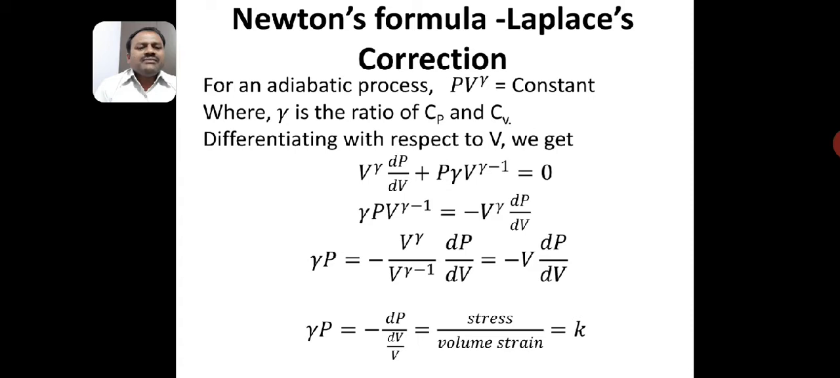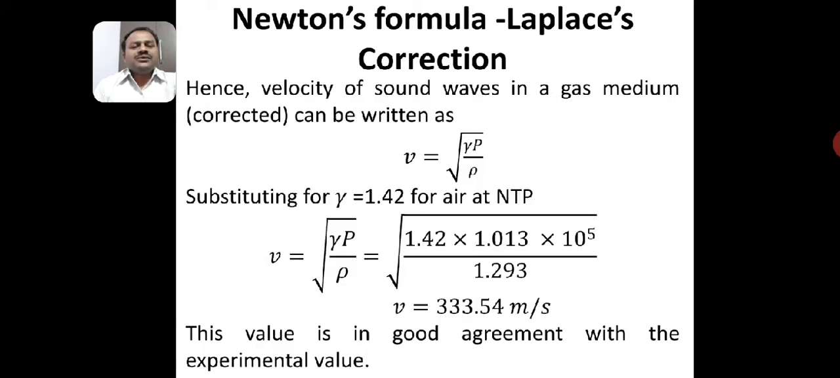Now V power gamma divided by V power gamma minus 1 is equal to V. Therefore we get gamma P equal to minus V into dP by dV, or gamma P is equal to minus dP divided by dV by V, where dP is the excess pressure acting over the section under consideration, and dV by V is the volume strain. The excess pressure is the stress acting on the section, and dV by V represents the volume strain. Therefore, stress divided by volume strain is the bulk modulus. So in the formula derived by Newton, if we substitute gamma P for K, we get the velocity as V is equal to square root of gamma P by rho.